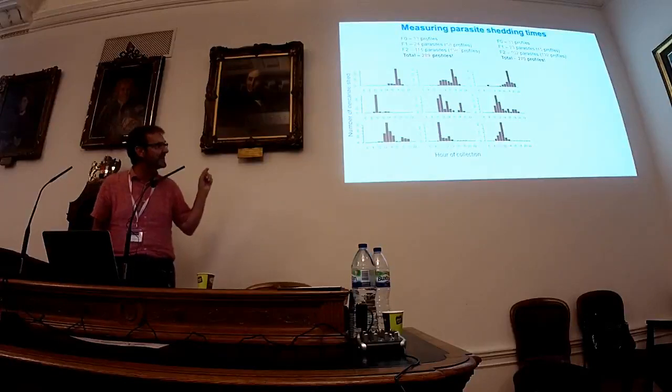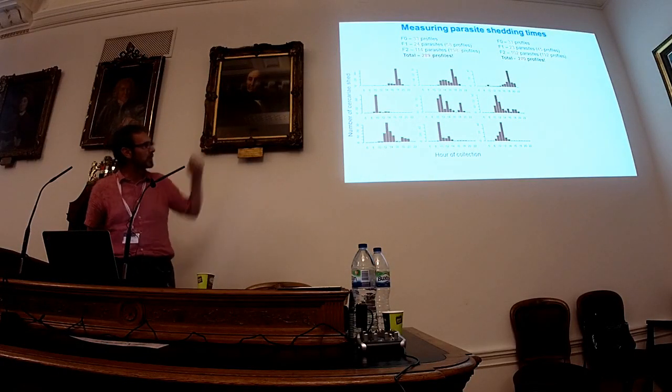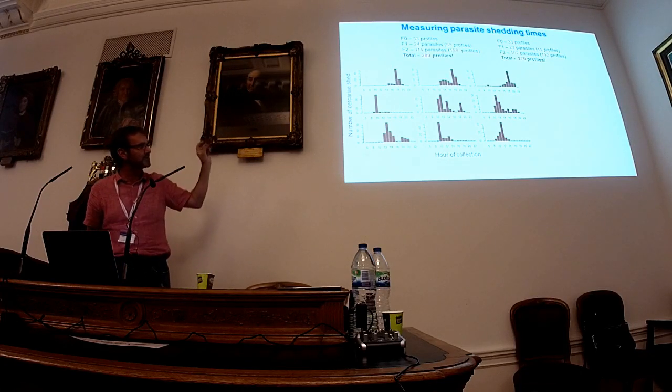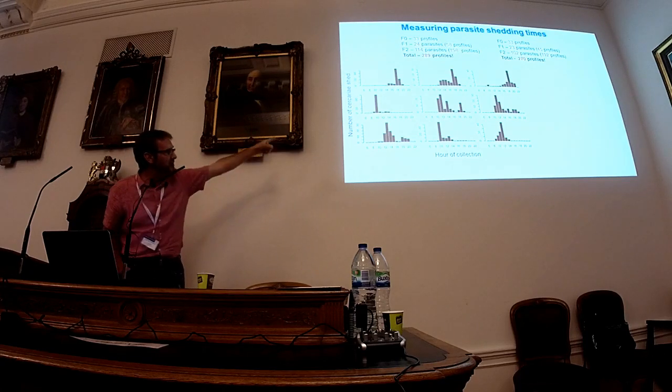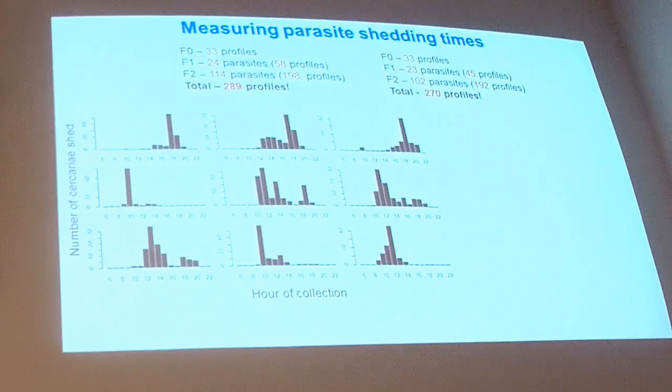Well, we don't see quite such simple patterns, but we see enormous heterogeneity in the patterns that we see. On the top left, you can see a shedding pattern for one particular F2. It's a night shedding parasite, like one of the parents. Just below it we have a day shedding parasite. And then we have a whole load of profiles that are somewhat more complicated with multiple peaks or intermediate peaks.